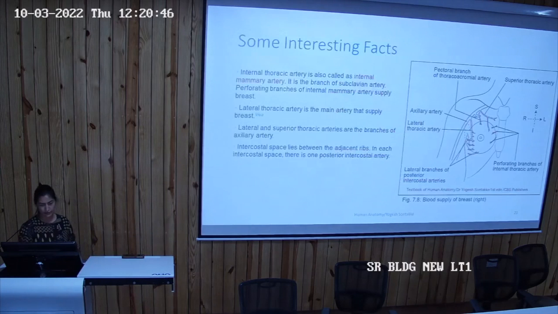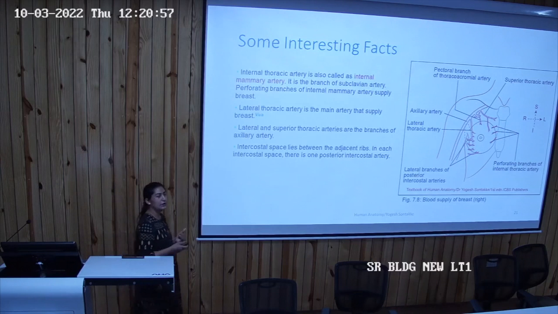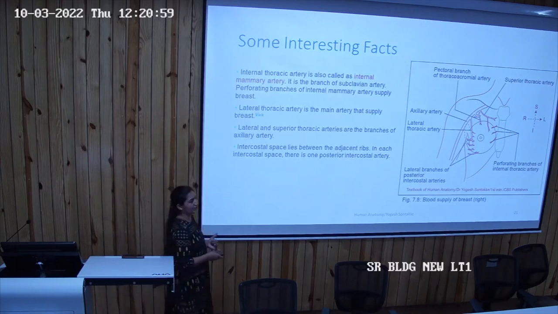Now coming back to the same picture. So here we have fourth artery, which is the internal mammary artery. Now most of them, they are branches from the axillary artery. One branch is coming from the subclavian artery.